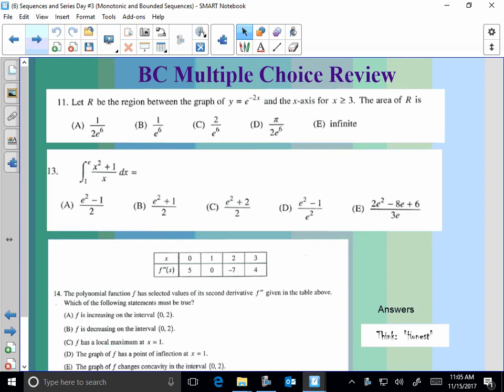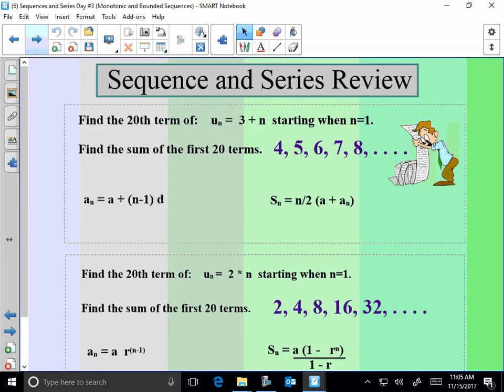BC multiple choice review. Just so you're aware, on your test you're going to have 2 BC questions. They're manageable. They're both multiple choice, but they're worth 2 points. You've got to show work for 1 point and get the right answer for the other point. So just so you know.